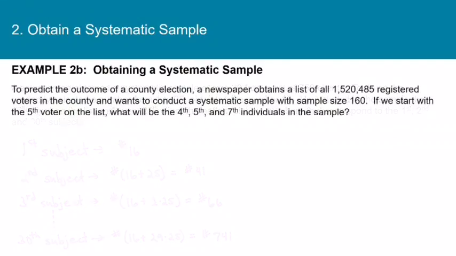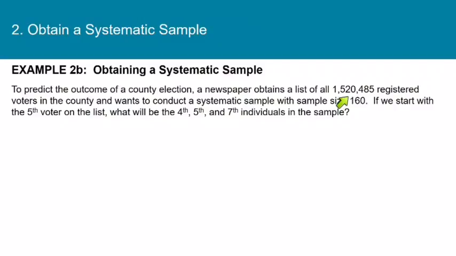And now let's look at an example where they have not given us K and we have to find it ourselves. So it says, to predict the outcome of a county election, a newspaper obtains a list of all 1,520,485 registered voters in the county and wants to conduct a systematic sample with a sample size of 160. If we start with the 5th voter on the list, what will be the 4th, 5th, and 7th individuals in the sample? You notice that they gave us a P number, but they have not given us K. So we'll have to calculate our own K.